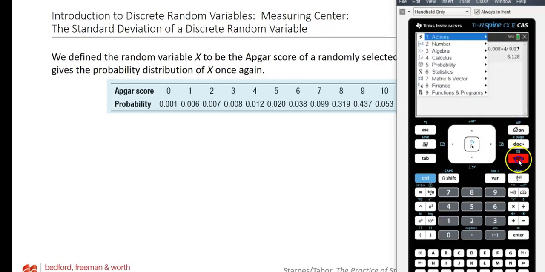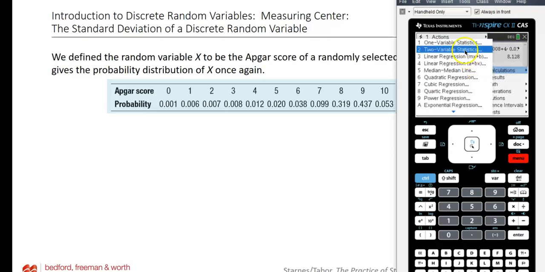Let me do that again. So menu, sorry, stats, stat calculations, one variable stats. That's what we want to do. I was like, wait, we don't need to graph this. Okay, so one variable stats.